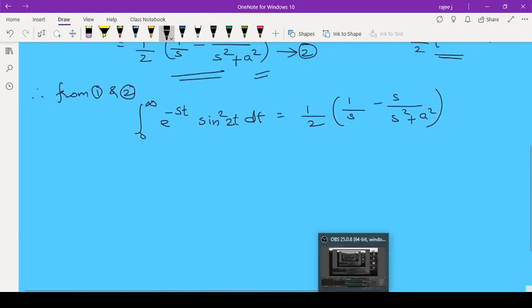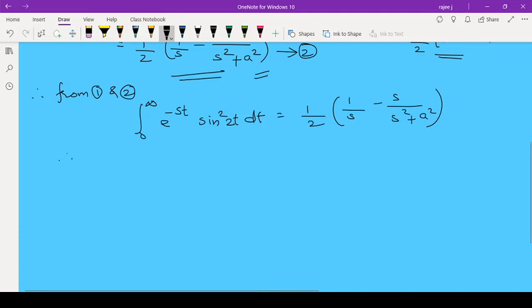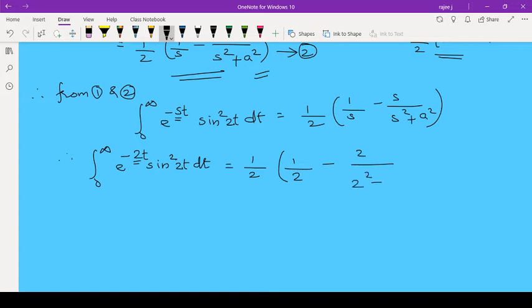Now the question is, evaluate integral 0 to infinity e to the power minus 2t sine square 2t dt. So what you have to do here is, here s is replaced by 2. So in the right side, instead of s, just substitute 2. S is equal to 2. So it is 2 minus 2 upon 2 square plus a square.